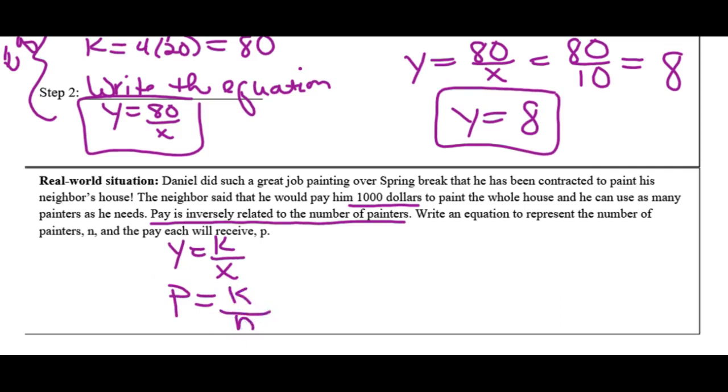I'm just going to let n be our number of painters. It says write an equation to represent the number of painters n, and the pay each will receive, which is p. So all we have to do on this one is write the equation. We know that our pay is 1,000. That's what he gets total.